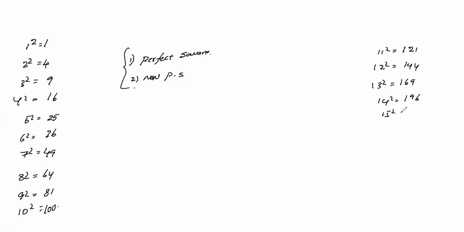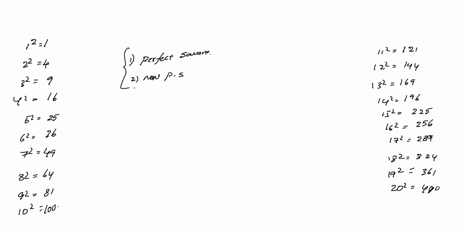So 15 square is equal to 225. 16 square is equal to 256. 17 square is equal to 289. 18 square is equal to 324. 19 square is equal to 361. 20 square is equal to 400.